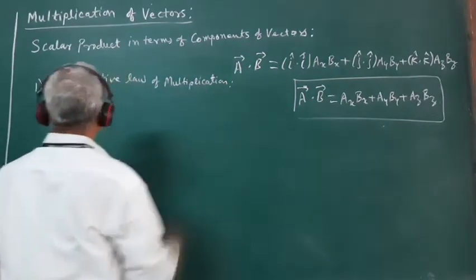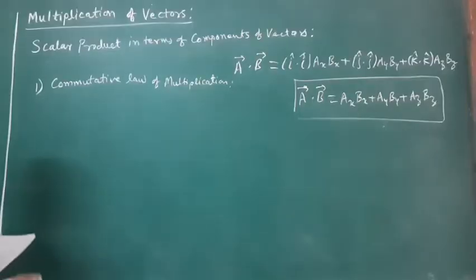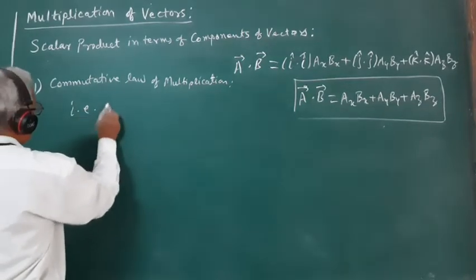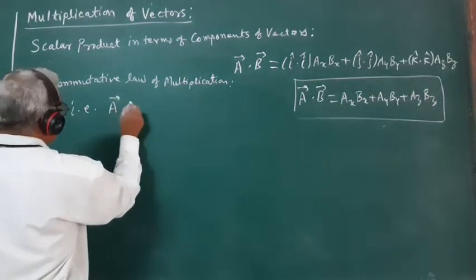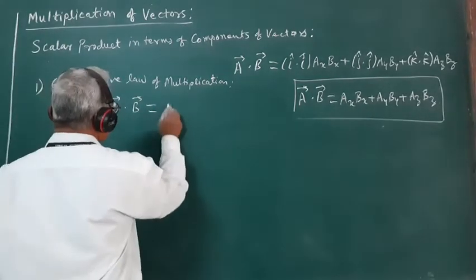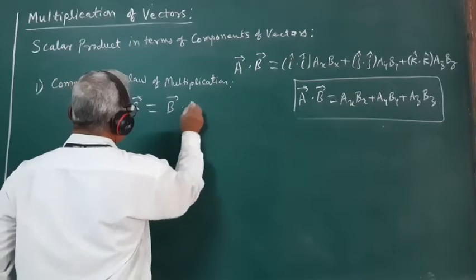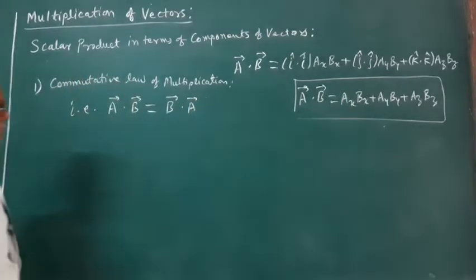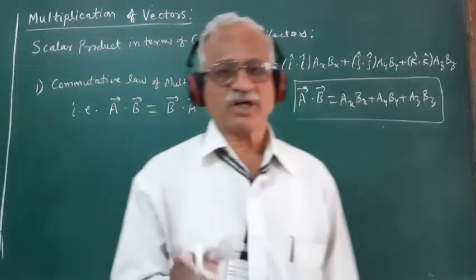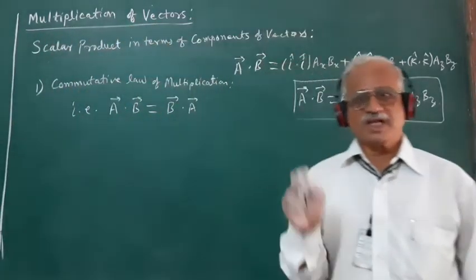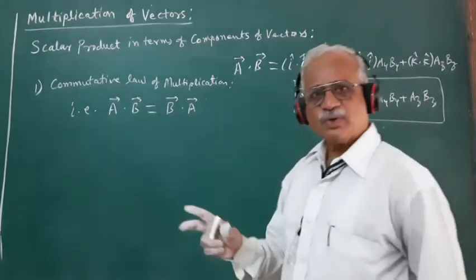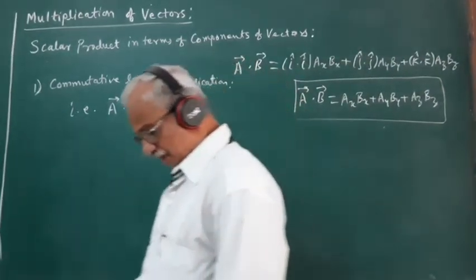Obeys the commutative law of multiplication. What does it mean? It means that the dot product A bar dot B bar is the same as the dot product B bar dot A bar. Even if we change the order of the two vectors in the product, it remains unchanged. So this is called the commutative law of multiplication.